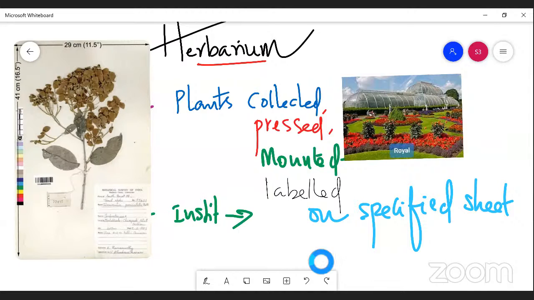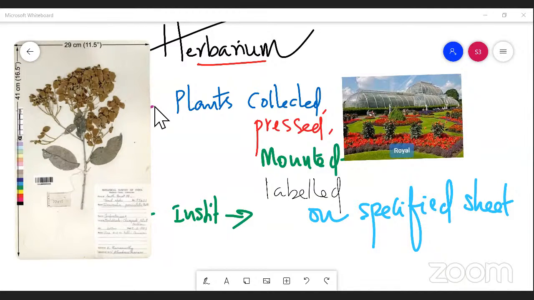So dear students, I have given two kinds of definition. The one is that dried specimens are produced on a specific sheet, and another one is that the dried specimens are prepared, orderly arranged and maintained in an institute, which is also called a herbarium, right? Dear students, did you understand? Yes, sir.